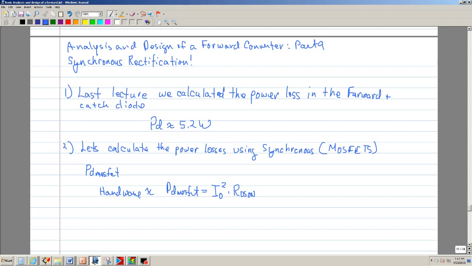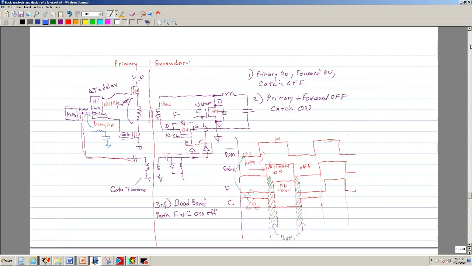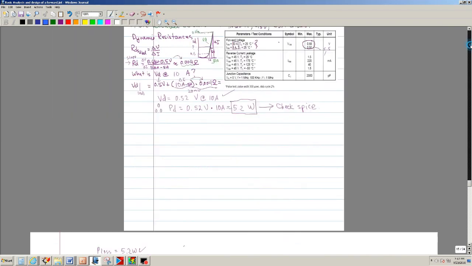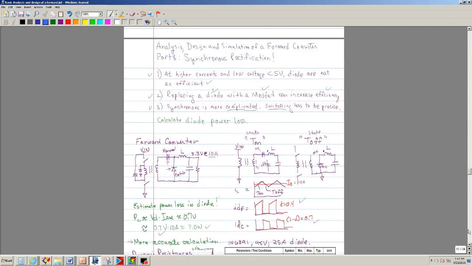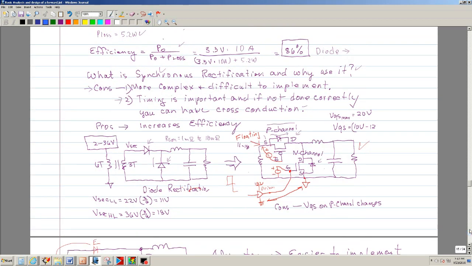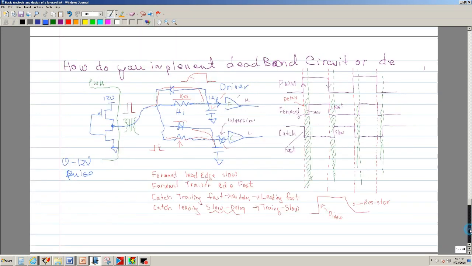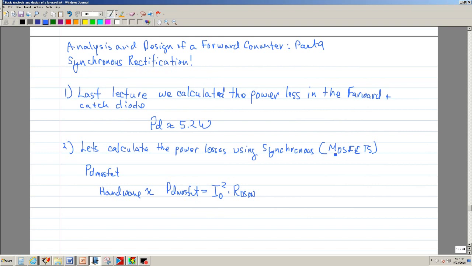I'm still talking a little bit about synchronous rectification. I introduced the concept of synchronous rectification and what it's used for. Basically, if you're going to do low voltage, high current, and you use a diode, I showed in the last video that the power loss in the model, I believe it was a 1N6913 diode, a beefy 25 amp diode, was 5.2 watts. That gave us an efficiency of 86%. So that's where you would use synchronous rectification.